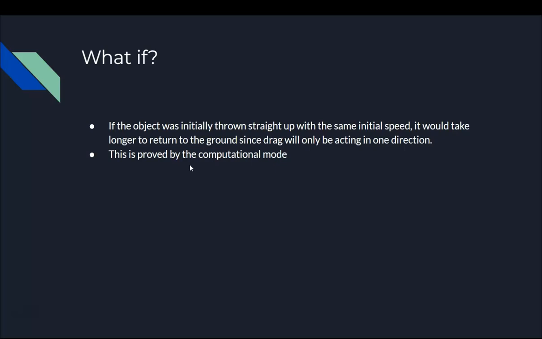What if the object was initially thrown straight up with the same initial speed? Well, the object would take longer to return to the ground since drag will only be acting in one direction. This is also proved by the computational model.